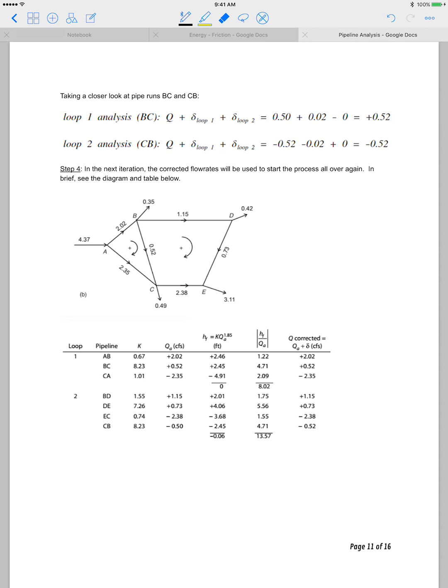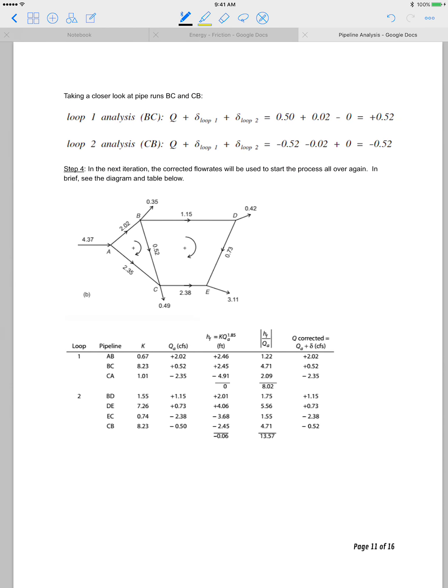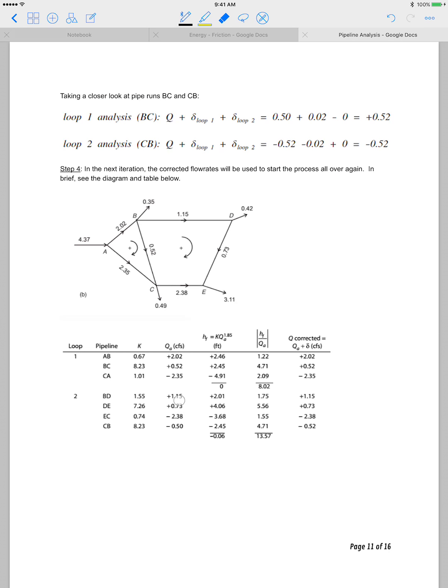So in theory, if you needed to do this over and over again, you'd do another iteration, and you would start that next iteration with these new flow rates. Okay, so essentially the side over here would come over here and become your original flows. All right, and you can see that here.